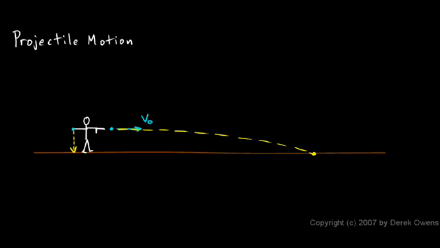Or if you aimed your gun down a little bit, then this bullet would have a very large downward component, and it would hit the ground almost immediately and much sooner than the one that was dropped. But if they both start out with the same vertical velocity, in this case 0, they both end up hitting the ground at the same time.